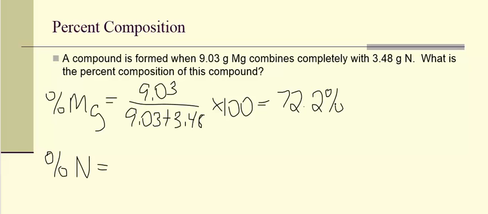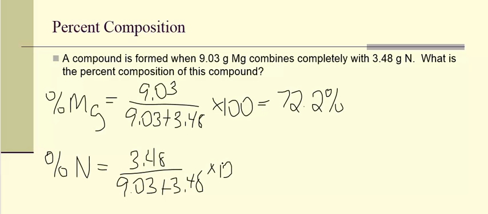For nitrogen, I'm going to take the mass of nitrogen divided by the total, 9.03 plus 3.48. So the percent nitrogen by mass comes out to 27.8.